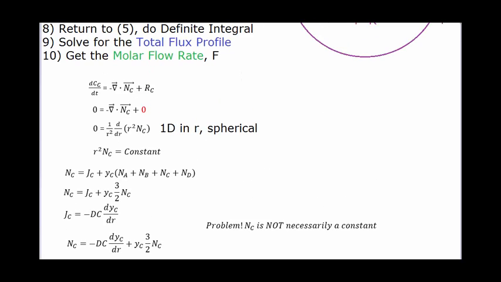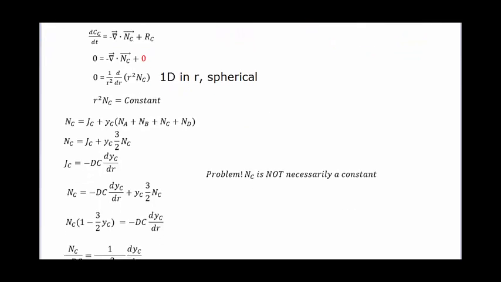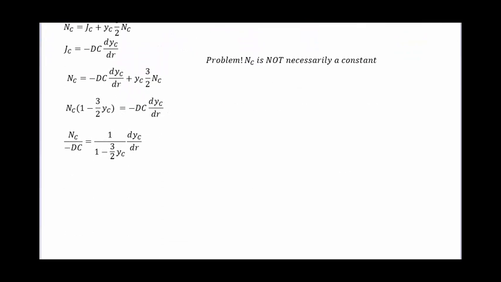Why? Well, the result that we came up with when we used the continuity equation was this. It was that r squared nc is a constant, not that nc is a constant with regards to r. So there is in fact a chance that n sub c, the total flux of c, is a function of r. So that makes it impossible for us at this point to separate the variables and put dr over there and put yc over here and integrate, because this could be a more complicated function.